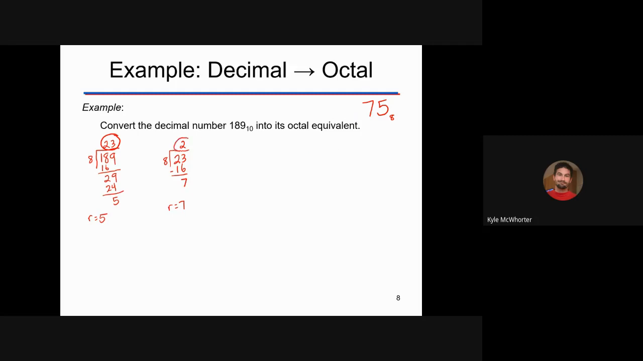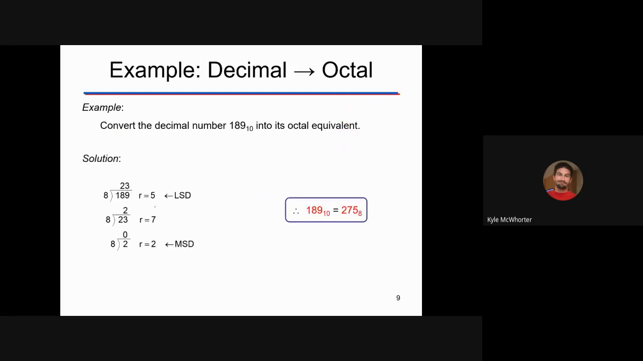Now I have to take the 2. How many times does 8 go into 2? 0 times. And then your remainder is going to be 2 because 0 times 8 is 0. You subtract, you get a remainder of 2. So that means that the last digit we put is 2. So 275 in base 8. And then you can just see here, they show you 275 just without as much work shown.